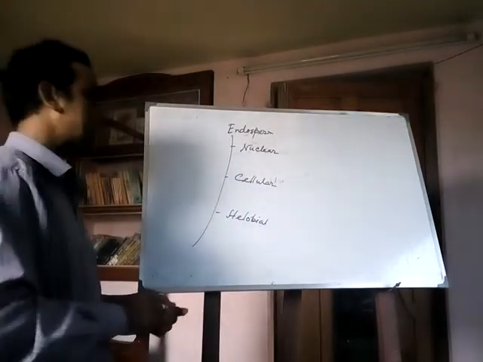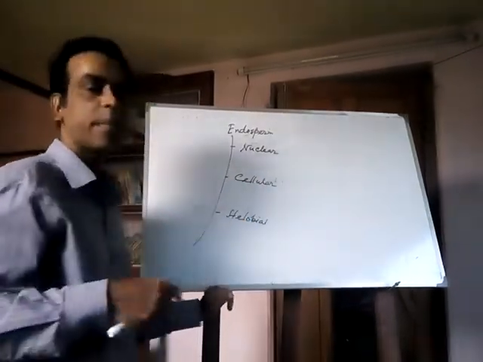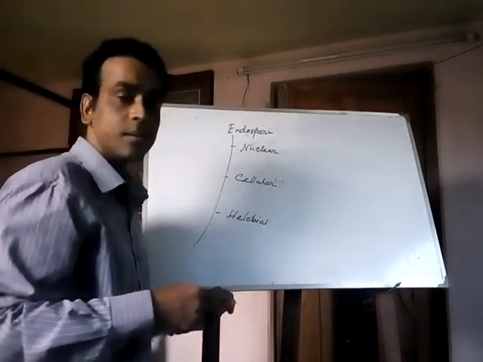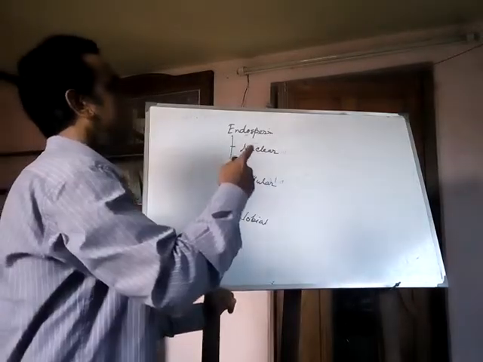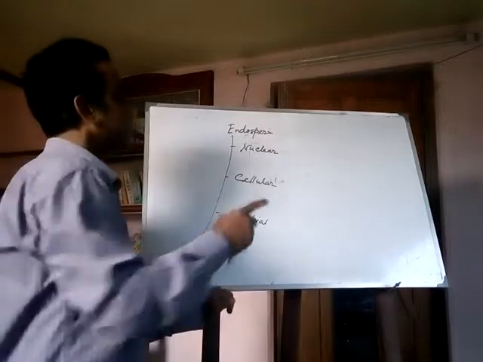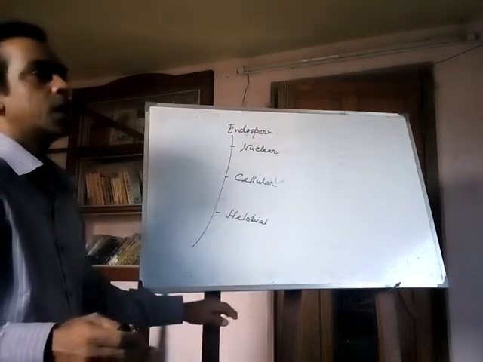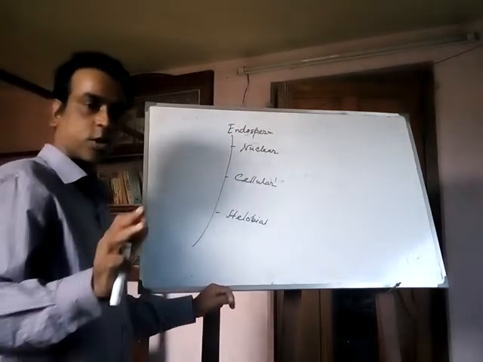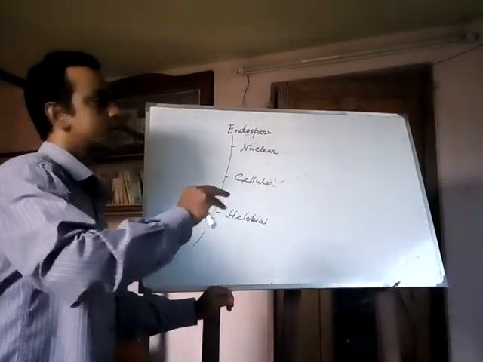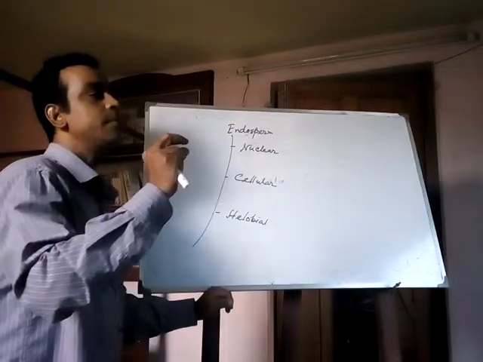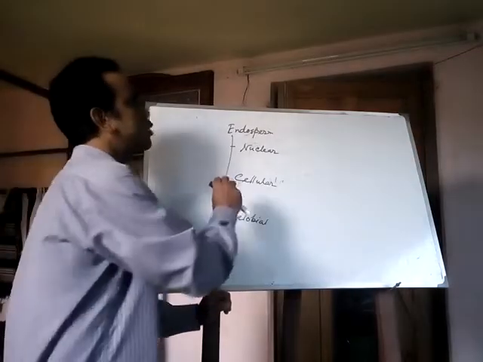What is nuclear endosperm? The endosperm nucleus produces many nuclei. The central nucleus produces many nuclei by cell division, by karyokinesis, not karyogamy. And many nuclei surrounded by the same portion of cytoplasm produce the endosperm, called nuclear endosperm.